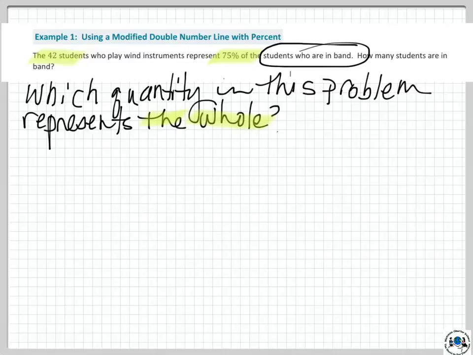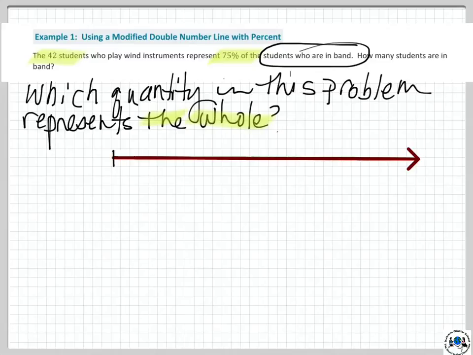But in this case, there's the students in the band. That is the whole. There's this number of students in the band, 75% of which play wind instruments. The 42 students who play wind instruments represent 75% of the students. So that 42 students represents 75% of the band, okay? We're trying to figure out that bigger number.